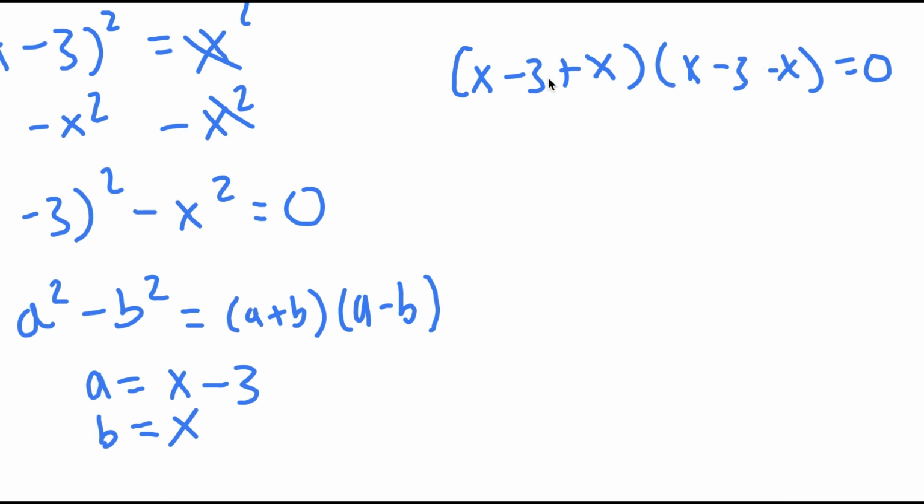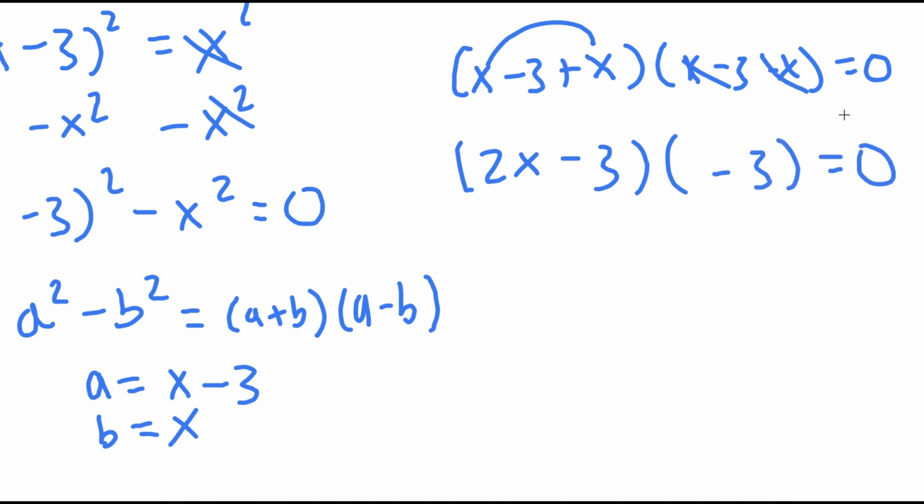So all we have to do is simplify this. So for x minus 3 plus x, I'm going to add these two x's, so now I have 2x, and then I have minus 3 at the end, times for x minus 3 minus x, cancel out the x and negative x. So now I'm left with negative 3 is equal to 0. So now, if I go ahead and distribute this, negative 3 times 2x is negative 6x, negative 3 times negative 3 is positive 9, is equal to 0.